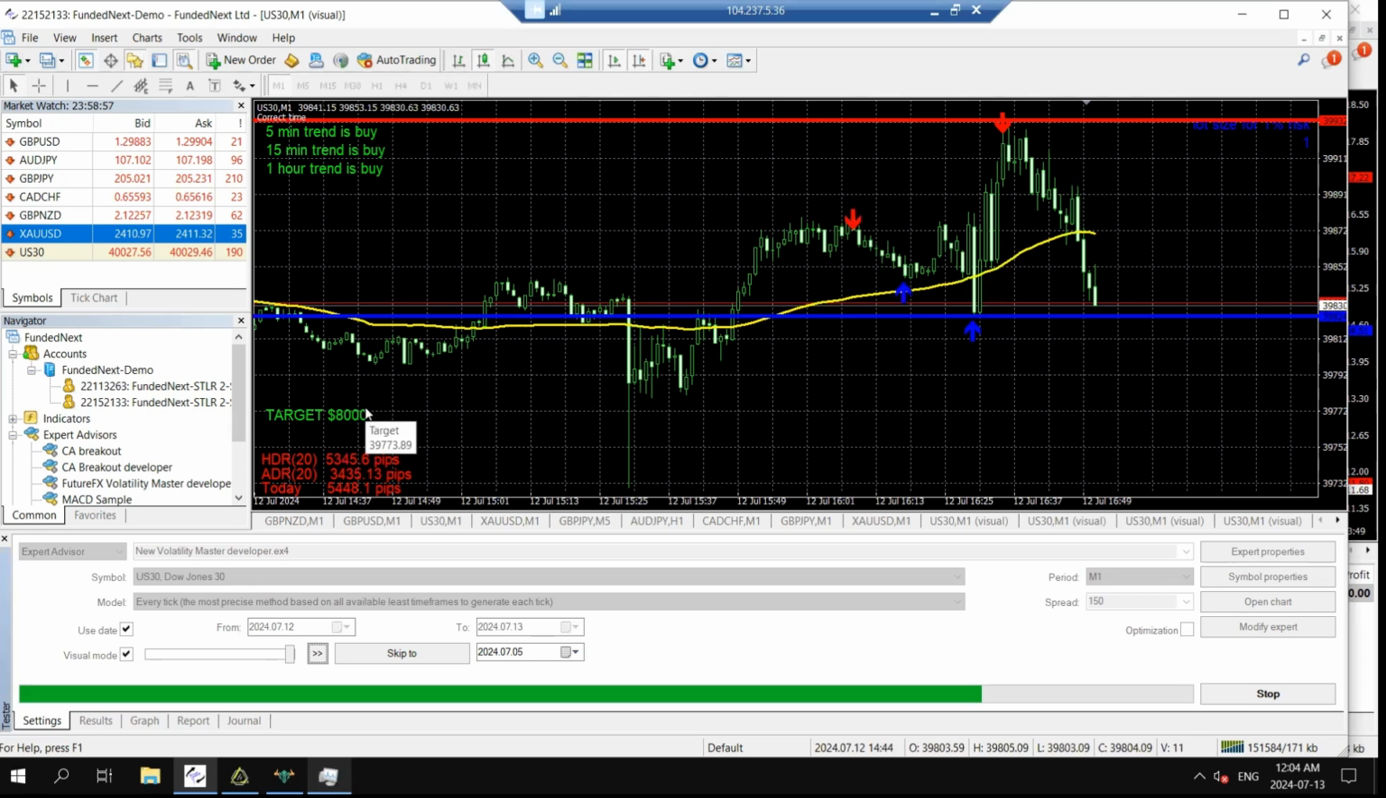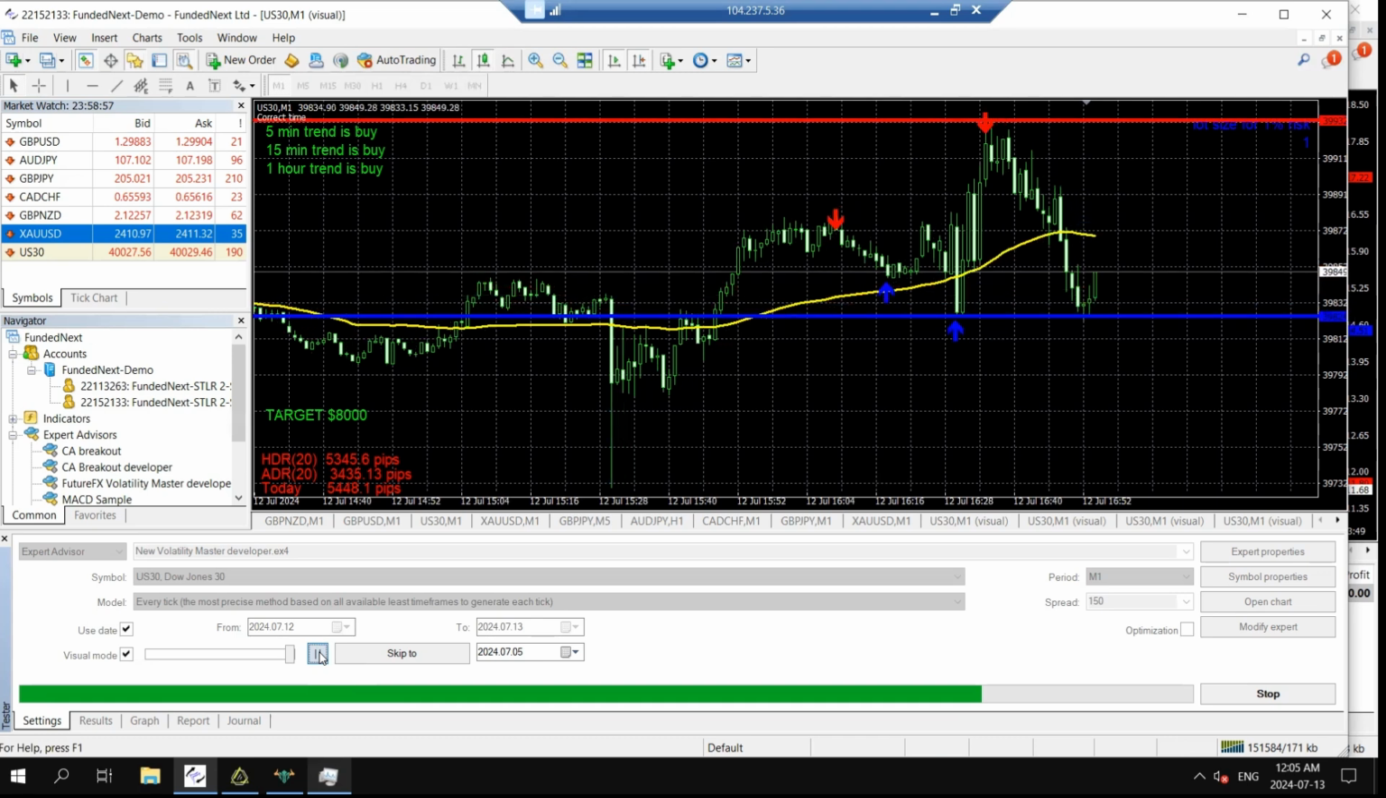Right here, it says target is $8,000. That is because we have set the daily profit target at $8,000. Once the software takes out a trade, you'll be able to see this figure varying. And as the trade goes into profit, this figure will count down lower and lower. Once it reaches zero, that will mean that we've made $8,000 and the software will close all open trades and stop trading for the day because we've hit our target. And it'll actually come up here saying target hit. Okay, let's just keep it running until it takes out a trade.